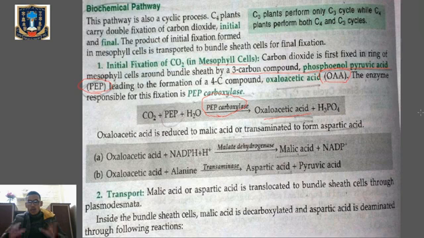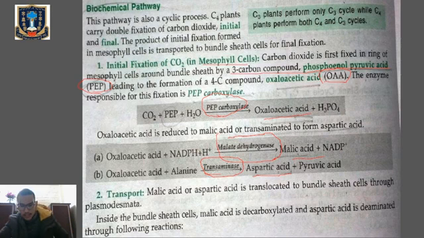Now the oxaloacetic acid, which is the initial product of carbon dioxide fixation in the mesophyll cells, will be reduced to malic acid or transaminated to aspartic acid. Clear? So oxaloacetic acid will be reduced to form malic acid by the help of the enzyme malate dehydrogenase, or it will be transaminated by the enzyme transaminase to form aspartic acid. Clear? So number 2 is transport.